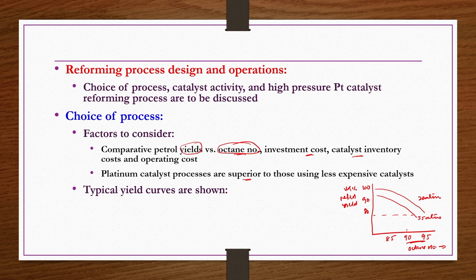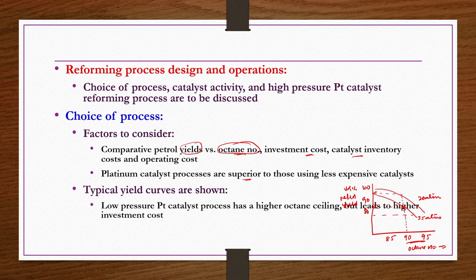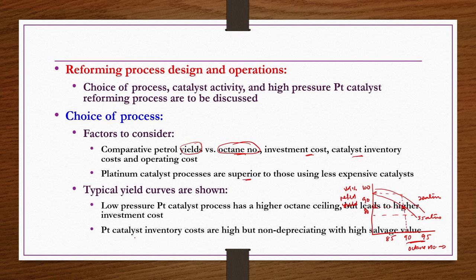Let us say you are targeting a 90 octane number product. If you go for a higher pressure, then you may get only approximately 85% of yield. But if you do the same process at 20 atmosphere, then you may get approximately 95% yield. So higher yield you may get. Okay. So low pressure platinum catalyst process has a higher octane ceiling but leads to higher investment cost, obviously because it is expensive. However, platinum catalyst inventory costs are high but non-depreciating with high salvage value. Because of this, still you can go for this platinum catalyst even though it is expensive.